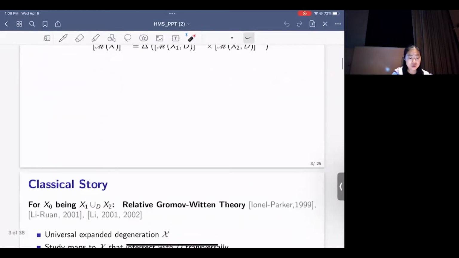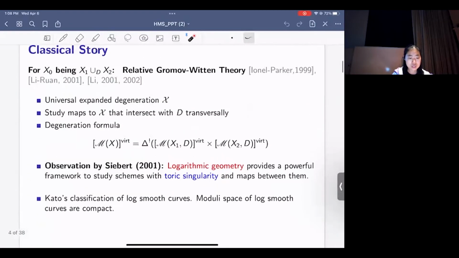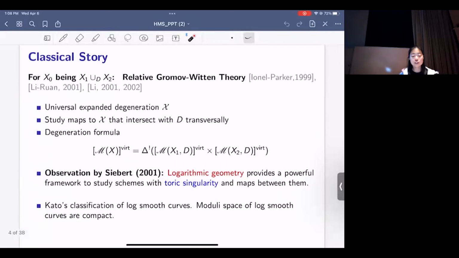Okay, so an observation by, sorry, this X in the formula is this X0? Oh, yes. Thanks, this is X0.